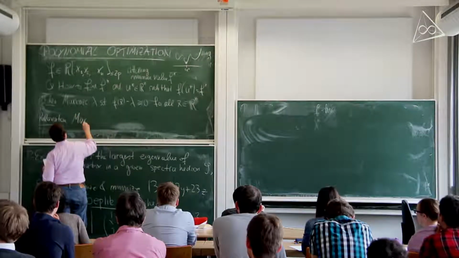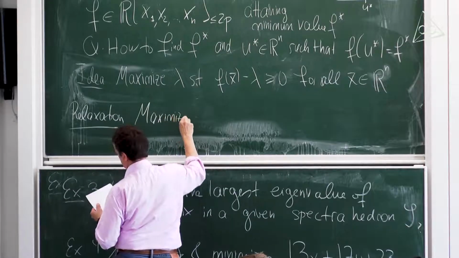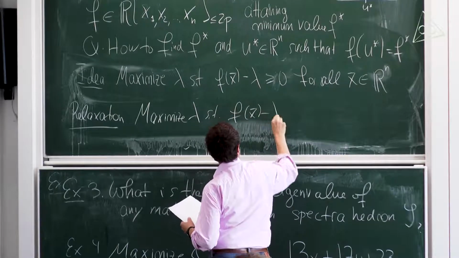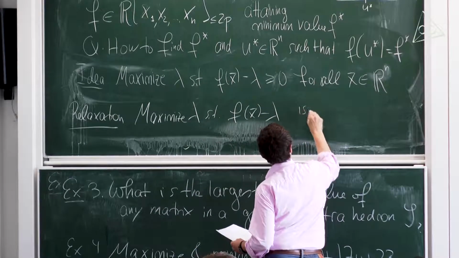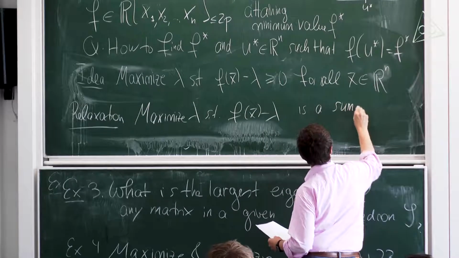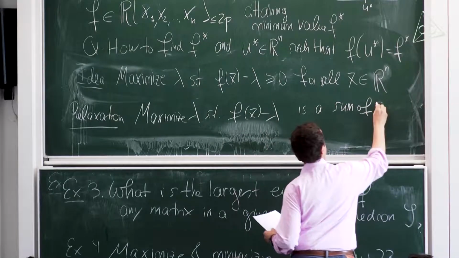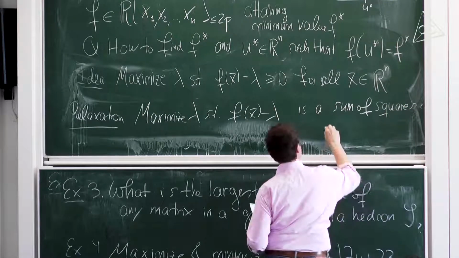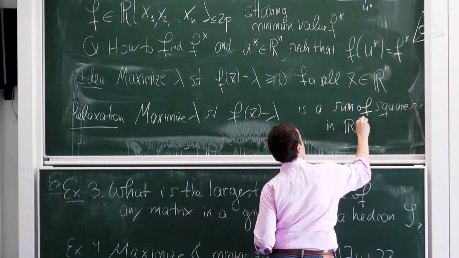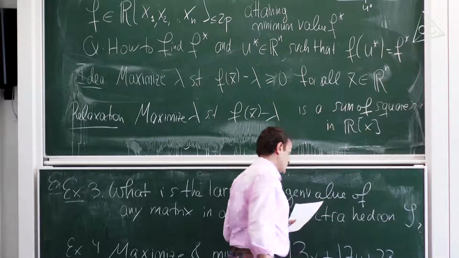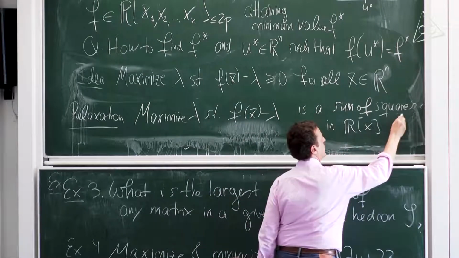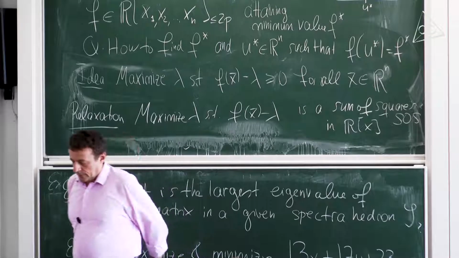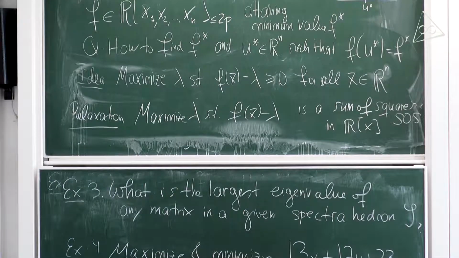So maximize lambda such that, the same thing, f minus lambda is a sum of squares of polynomials. Let's say it's a sum of squares of polynomials, and I'm going to abbreviate sum of squares by SOS. Now that's a relaxation.